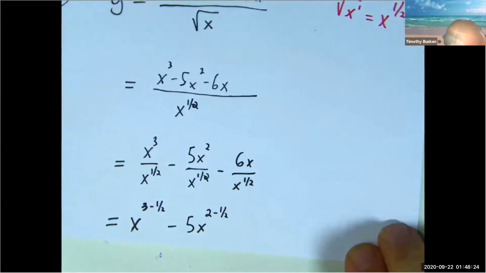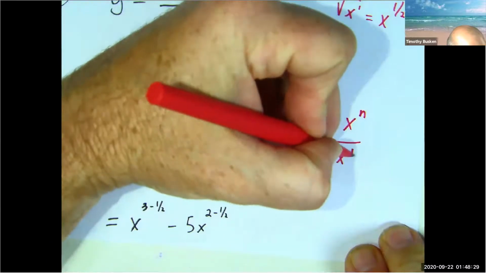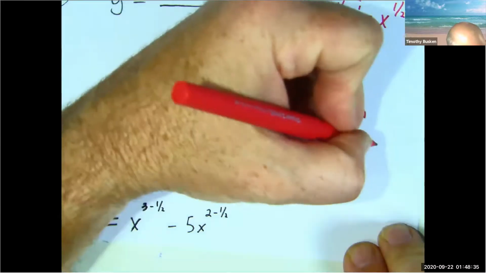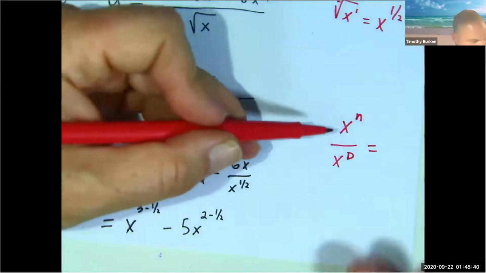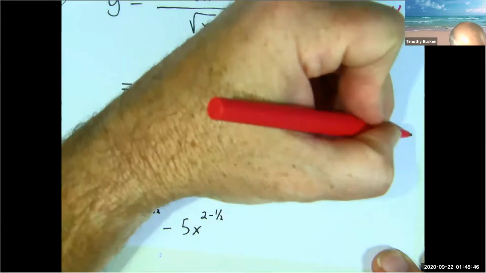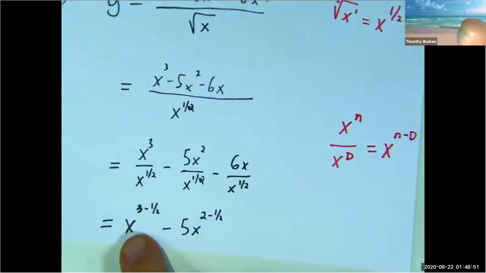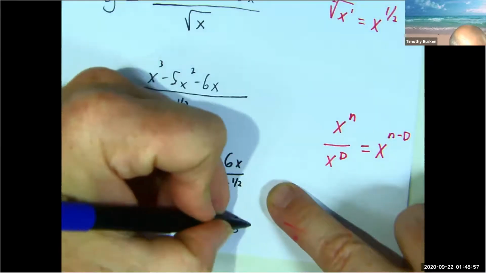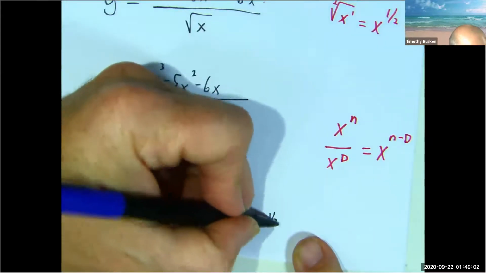So I'm just using the quotient rule of exponents. That's the one that says the quotient of two exponential expressions, both having the same base x, you can write as a single exponential expression in which you just subtract the powers. Okay, so that's what I've written. I've rewritten the first two terms. The last term is minus 6x to the, well, this is a 1, so 1 minus 1/2 power.